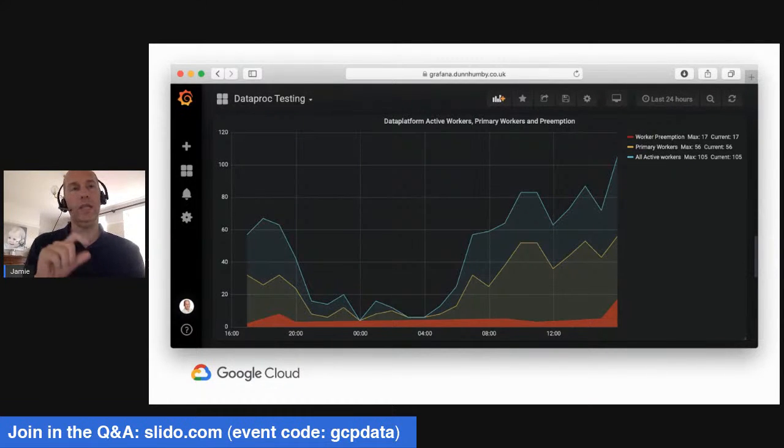The red shaded area at the bottom depicts the preemption rate. So that is the number of nodes that are actually getting preempted on a daily basis. It's quite interesting to compare the number of workers that we have at any one time. The maximum shown here is 105. So that is literally the number of Google Compute Engine instances that are running at any one time across our Dataproc clusters.